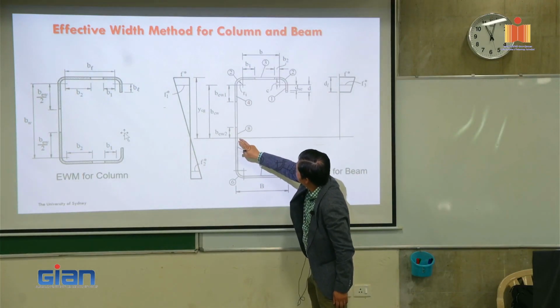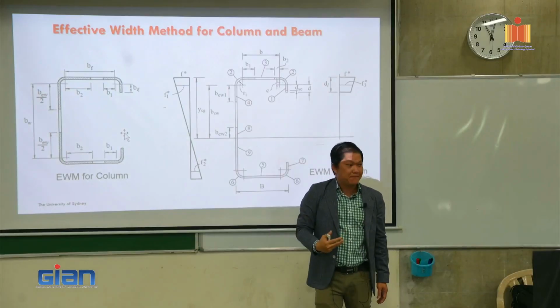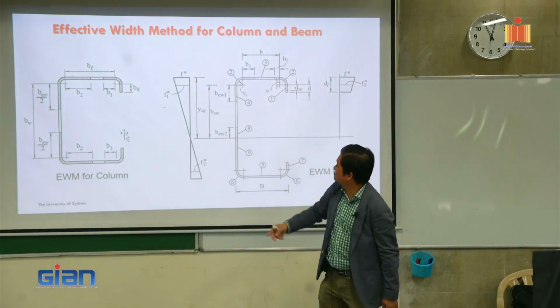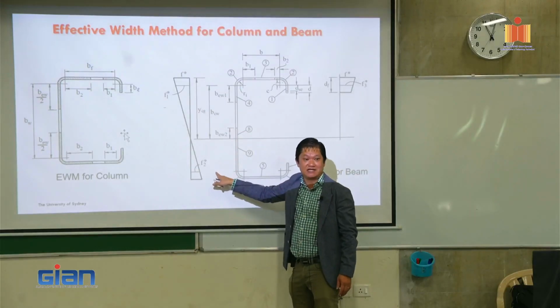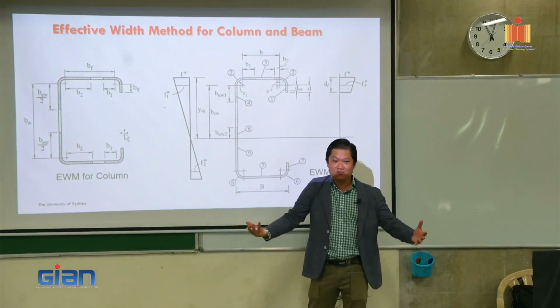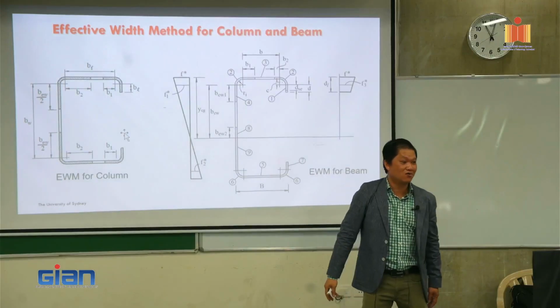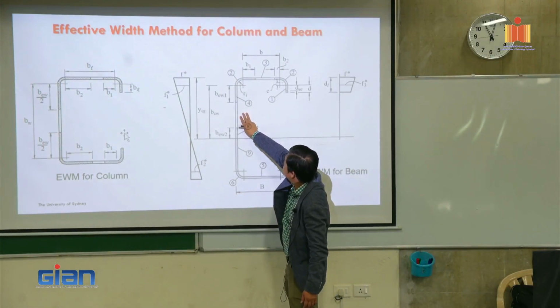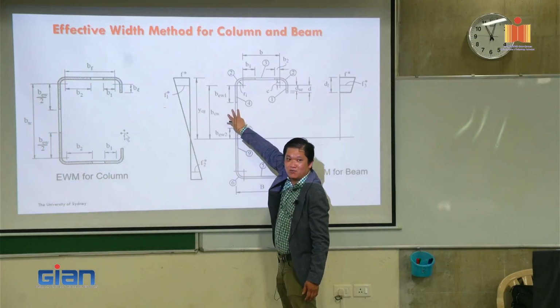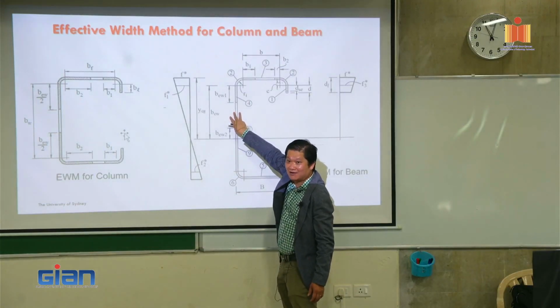However, the web, top one is compression, then the bottom one, of course, is in tension. And with tension, of course, it's fully effective, right? It's still no buckle. So what happened is with the channel here, with the web, there's a removed area in here that you need to calculate.